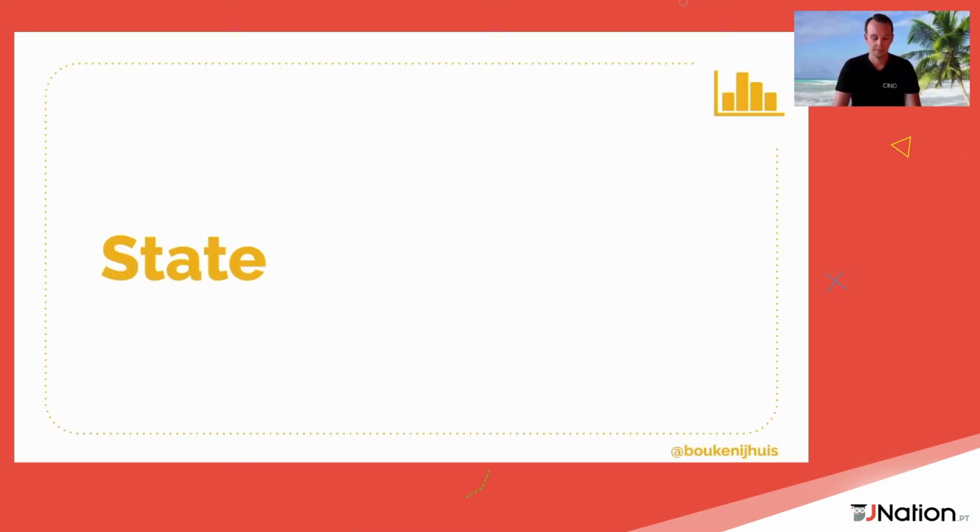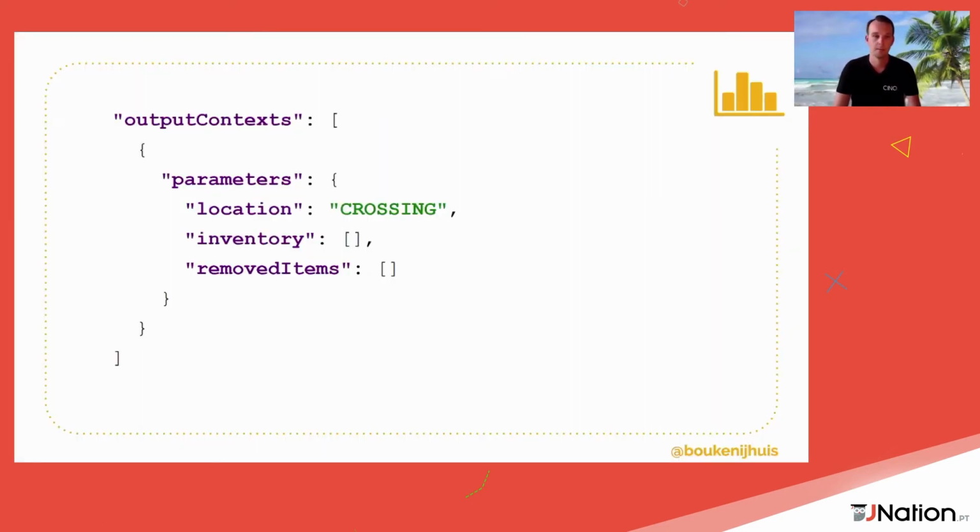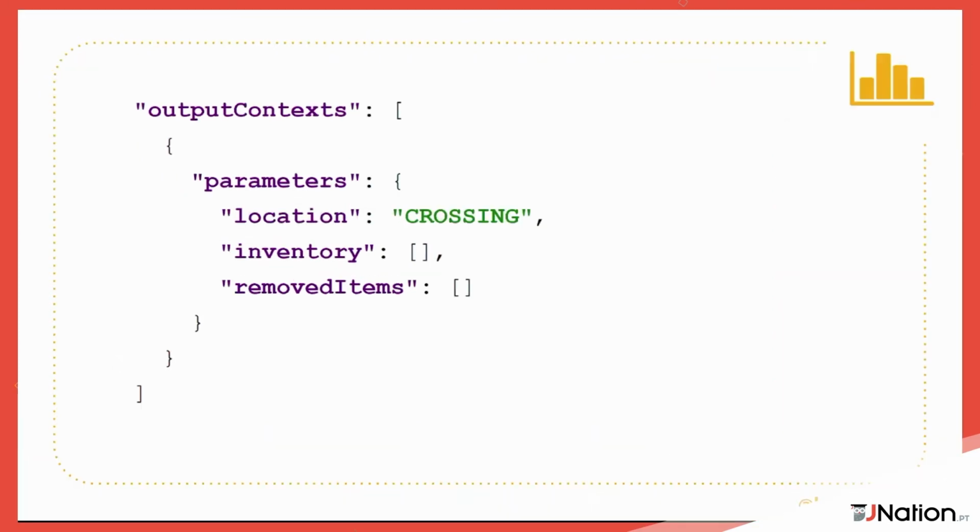So state. Actually, we need 3 state parameters to be able to play the game. I explained the first one already, location, and you need to know where the player is. If you want to pick up the handle, you have to be in the location where the handle is. If you want to use the handle on the well, you have to be in the location where the well is. So location is important. Then there is inventory and removed items.